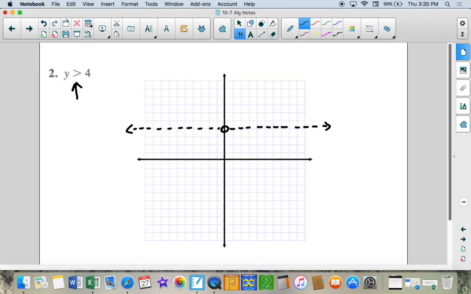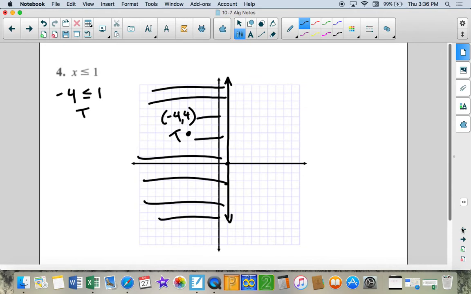So if I took that point right here, 0, 4, and I plug the 4 in, is 4 greater than 4? No, that would be a false value. Hence why it's an open circle. So this is still the boundary between true and false, but this time the boundary line is going to be false. With greater than or equal to, the boundary line is true because it's equal to it.